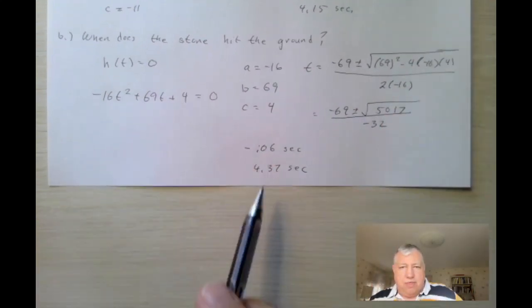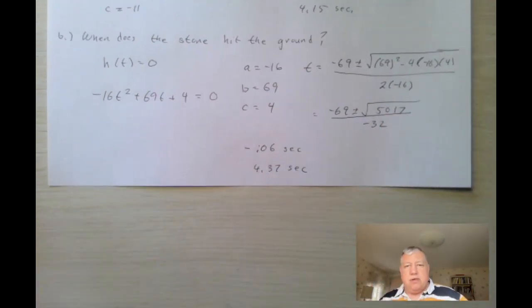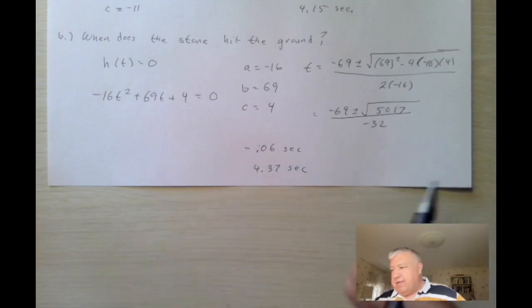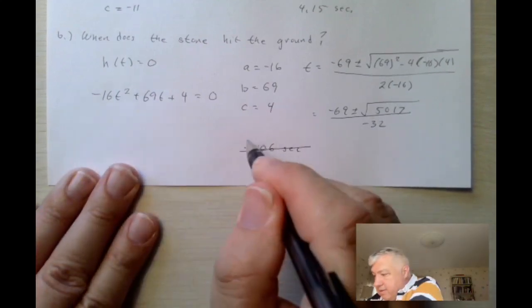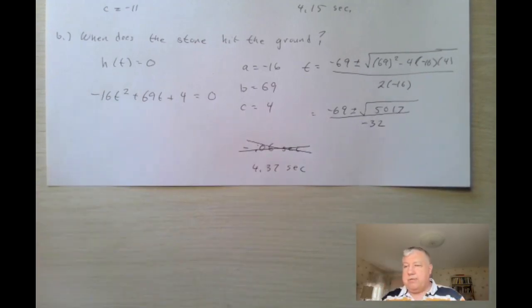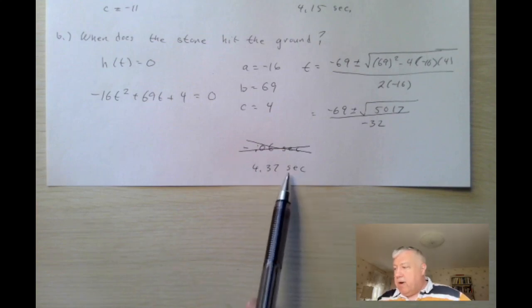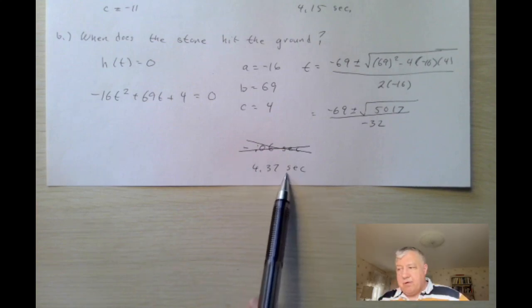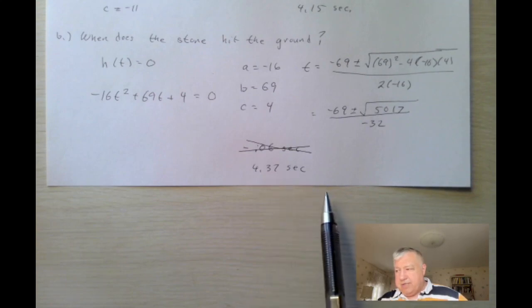And the only thing we really care about is this last one. This negative solution doesn't mean anything, because we know that when we toss the stone up, it's only going to hit the ground once. So we just want the time where t is bigger than 0 for this to make sense.